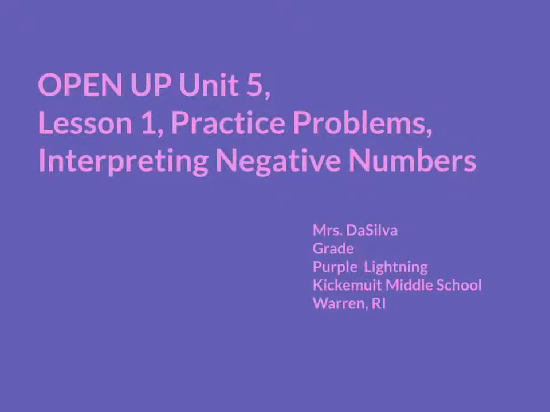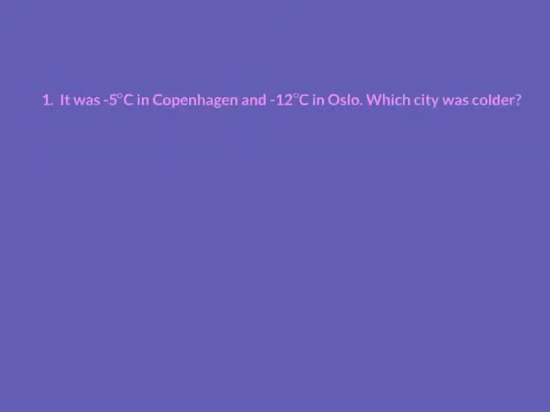Well, we've now moved on to Unit 5, and we're starting out Lesson 1. Our first problem says it was negative 5 degrees Celsius in Copenhagen and negative 12 degrees Celsius in Oslo. Which city was colder? Now, it's entirely possible that the answer here is very obvious to you, but let's just make sure that we understand.